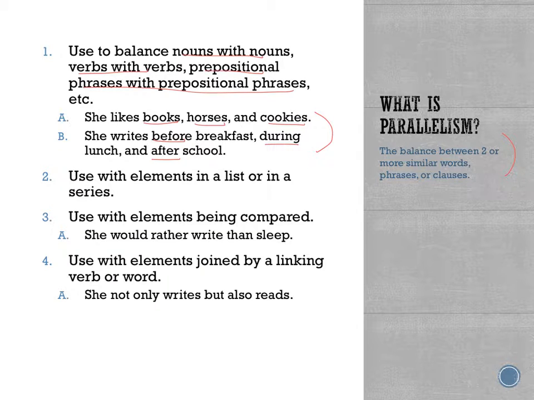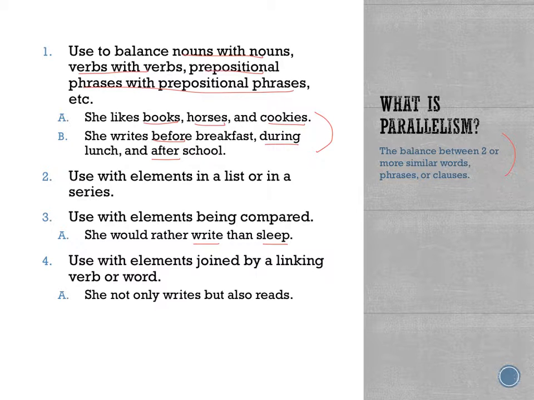The third rule is to use it with elements being compared. As an example, she would rather write than sleep. We're using 2 verbs here, write and sleep. We're using them in the same grammatical format. We're not changing them into a prepositional or a participle phrase by adding an ing. She would rather be writing than sleep. We're just being clear and concise and using the same form, write versus sleep.